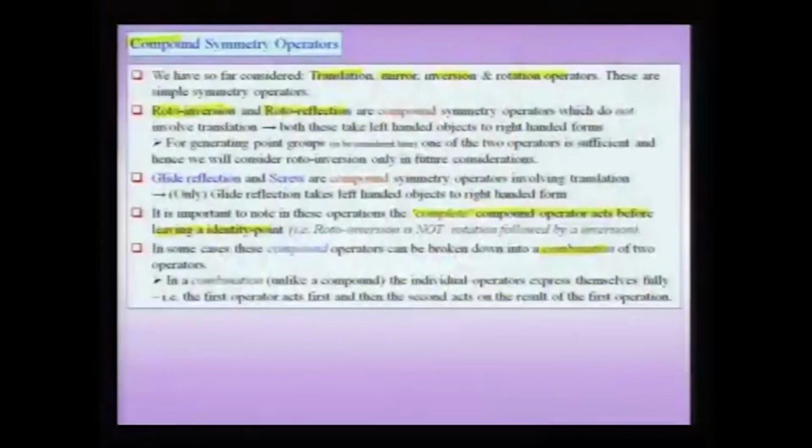So, to summarize this initial part of the slide, roto-reflection and roto-inversion are compound symmetry operators which do not involve translation. Both these take left-handed objects to right-handed forms. So, these are operators of the second kind which we had considered, which take an object to its enantiomorphic form. For generating point groups, which we will consider very soon, one of the two, the roto-reflection or the roto-inversion, is more than sufficient, and in general we will take up roto-inversion in the further examples we take up.